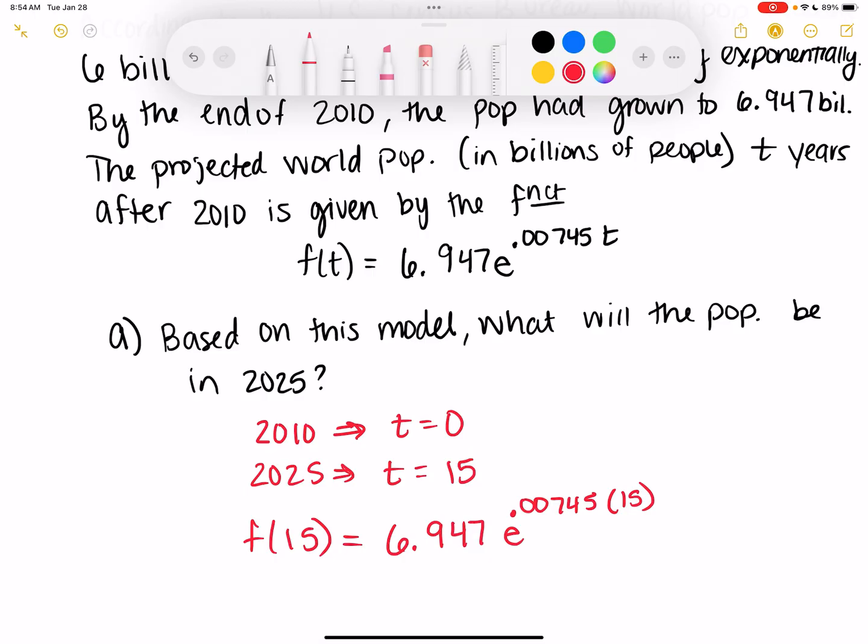6.947. Almost hit the wrong button again. E to the 0.00745 times 15. And so in the year 2025, that is going to give us, I guess since they did 3 decimal places, we'll do that, 7.68 billion people.